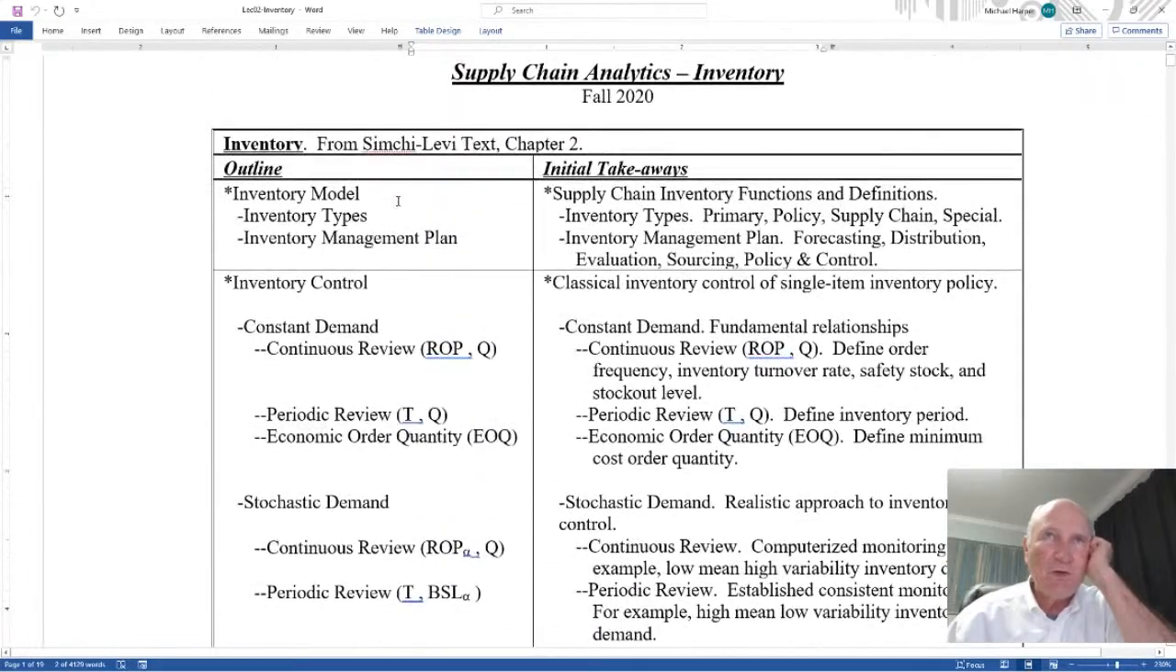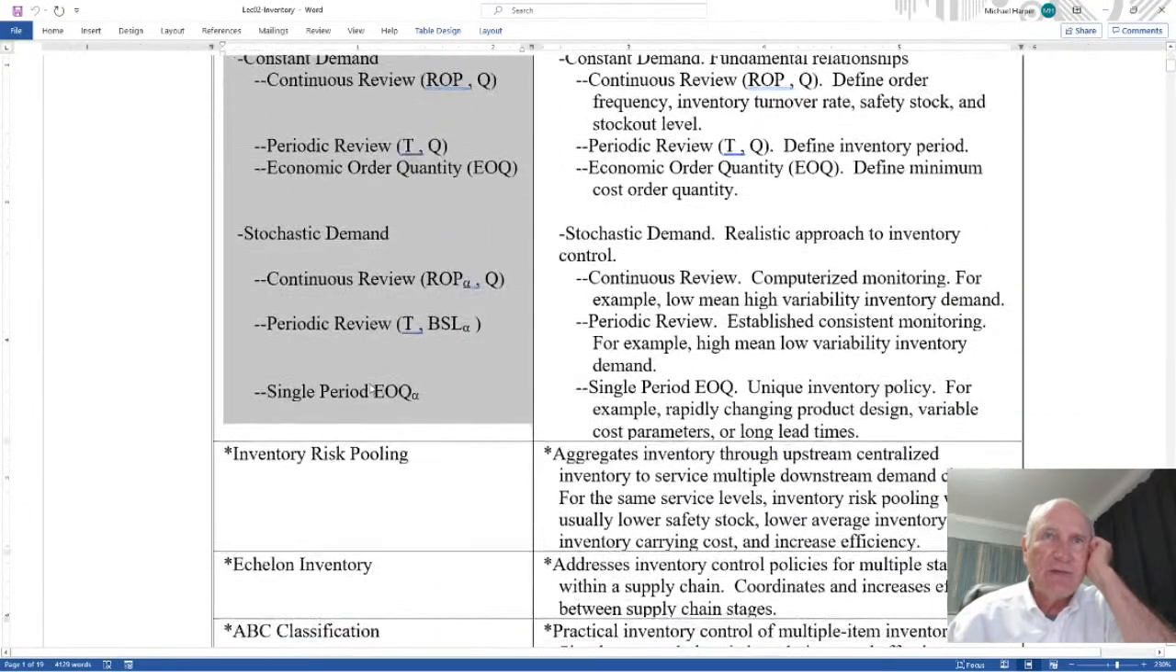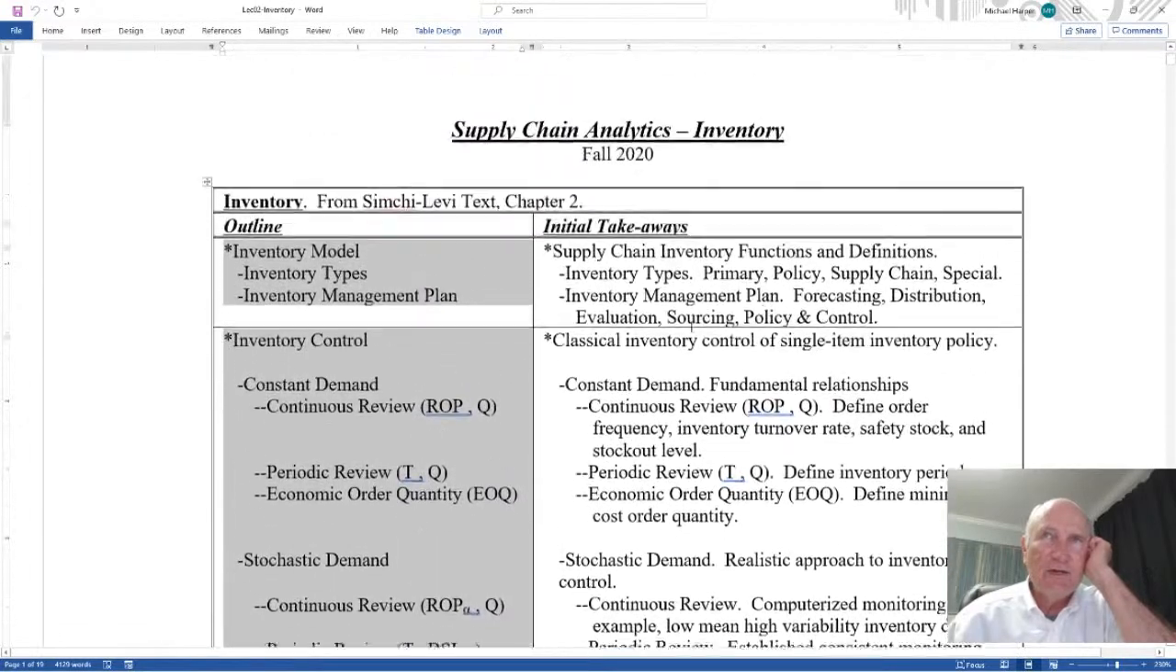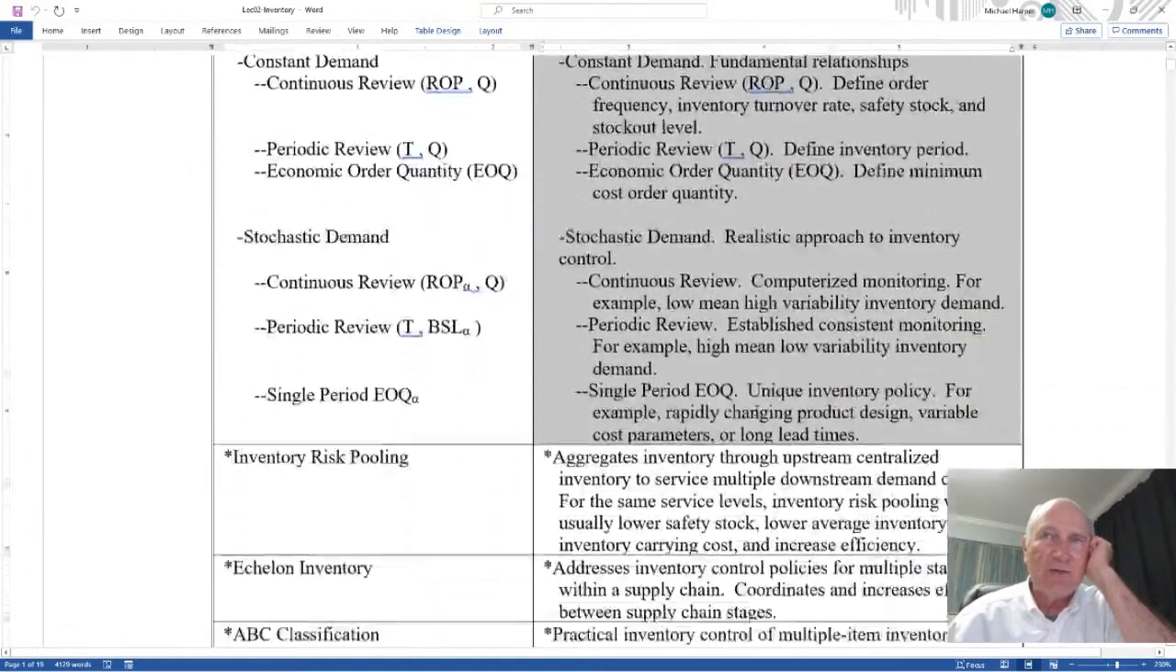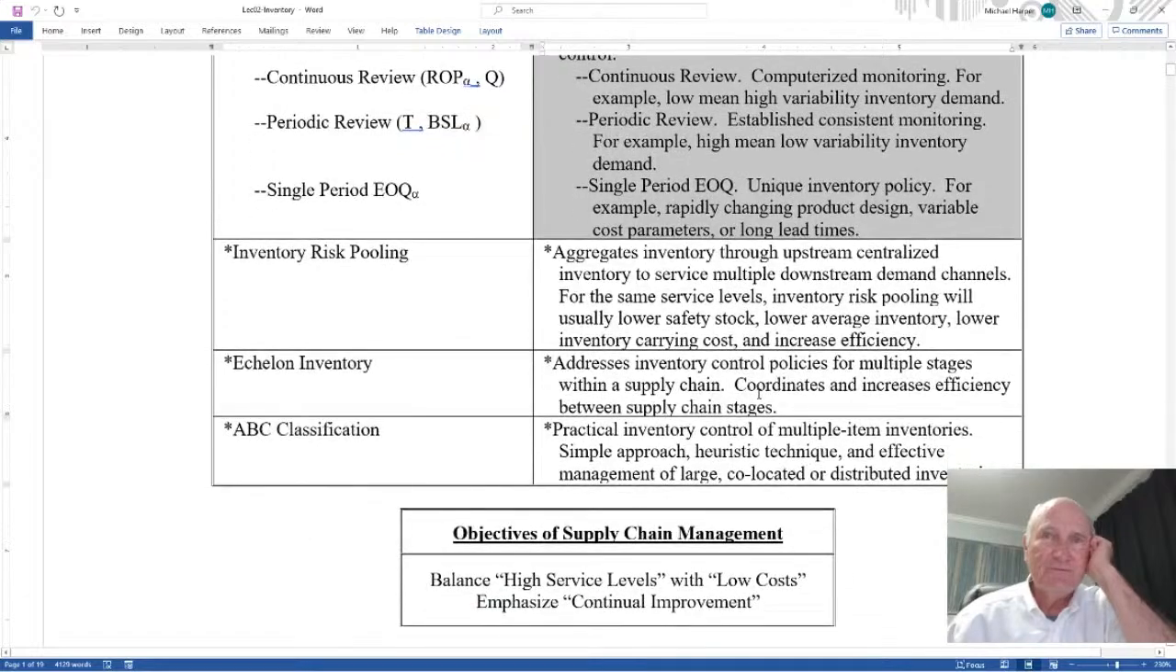These on this side over here, the outline, talk about different approaches, and over here are some of the takeaways as far as the concepts are concerned. Okay, let's get into it.